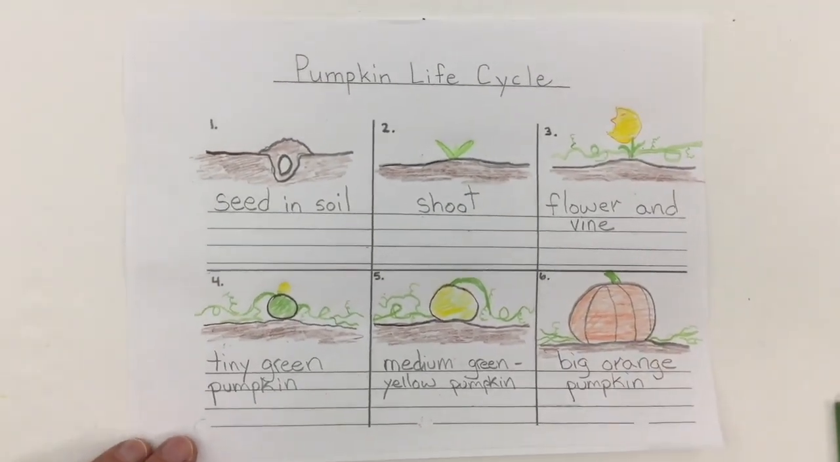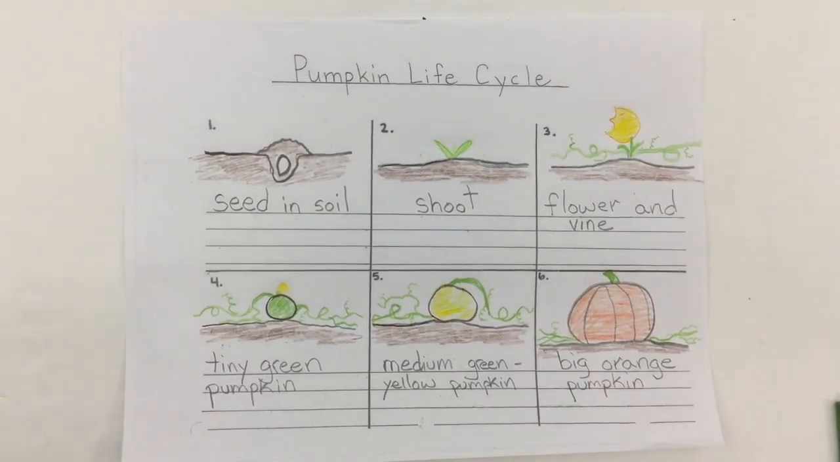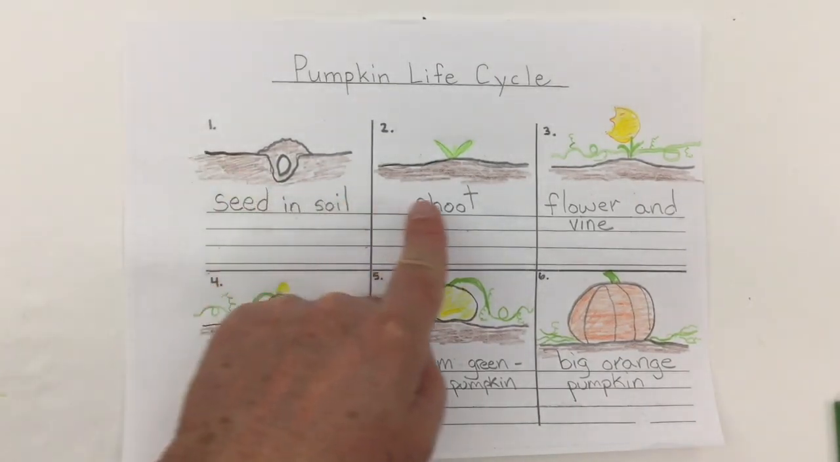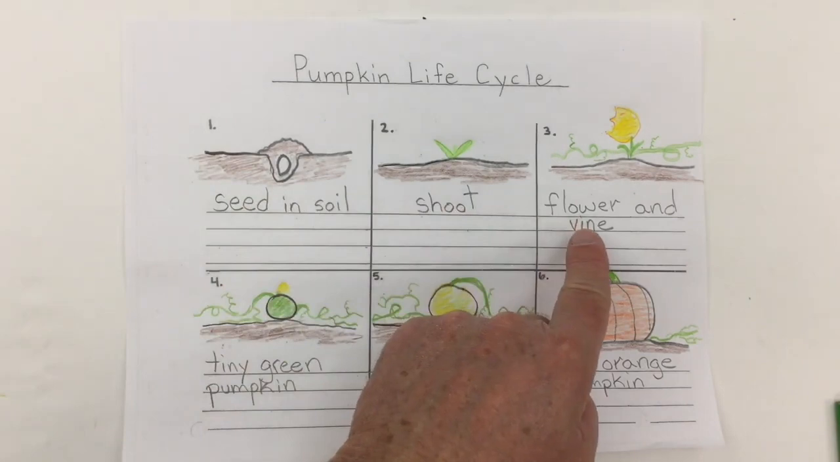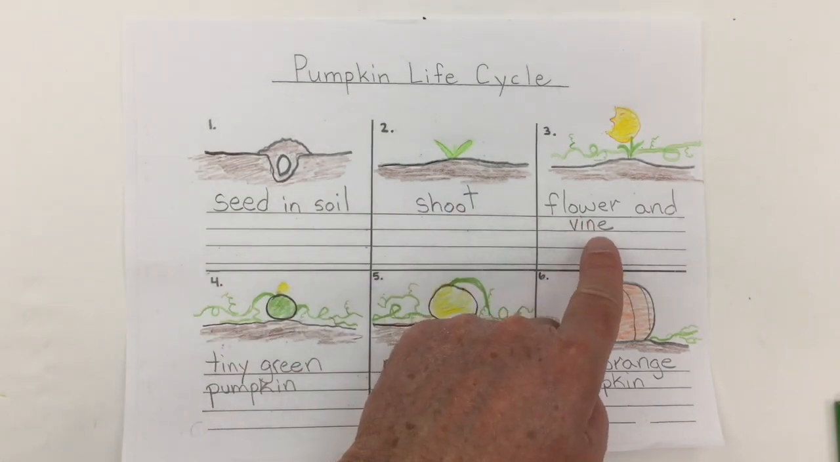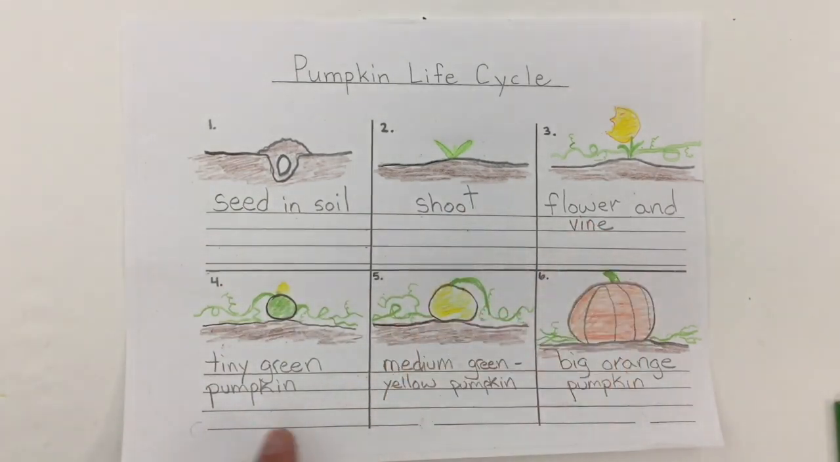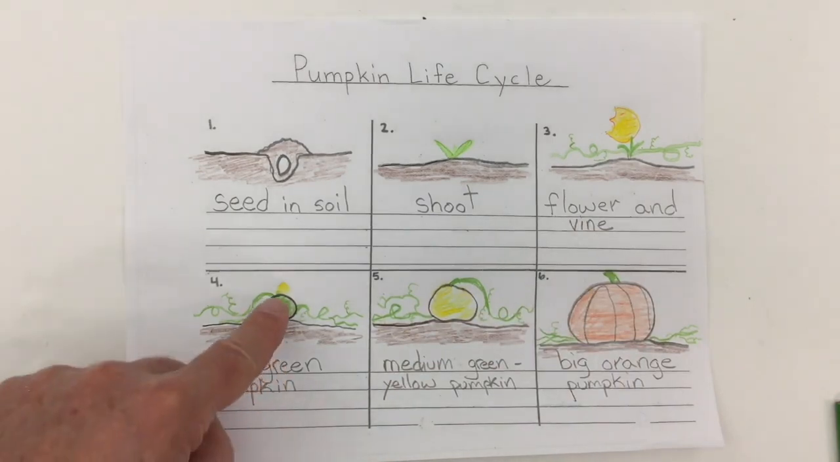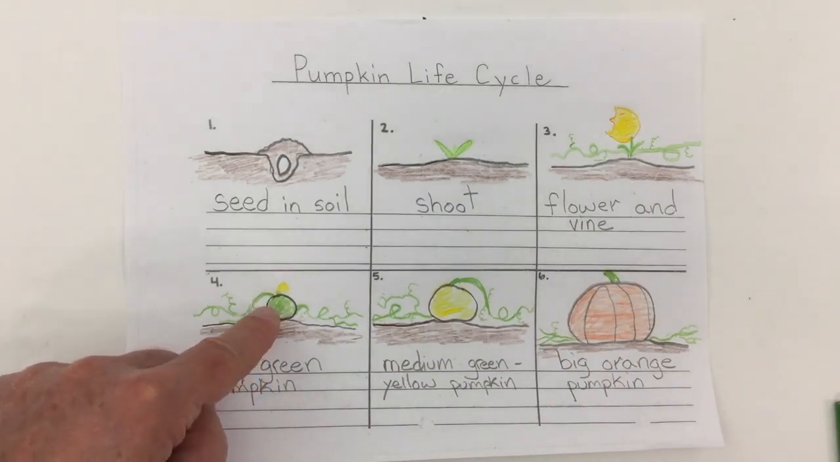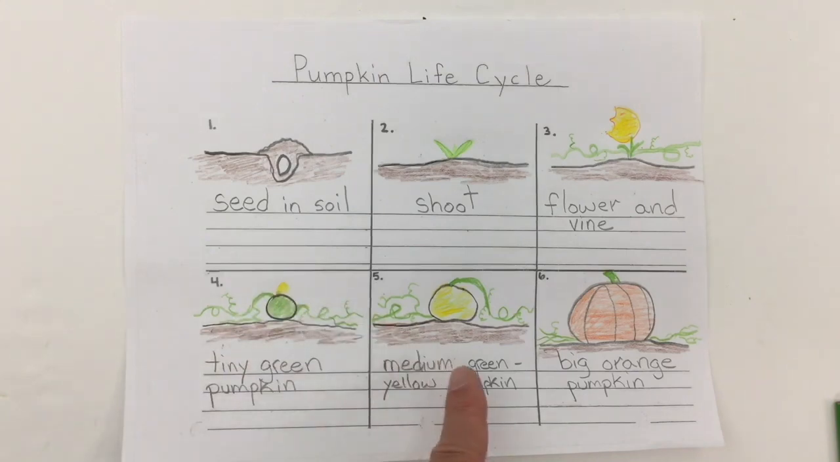And there we go. There's the life cycle of a pumpkin, from seed to the shoot to the flower which blooms and gets pollinated by bees to a tiny green pumpkin that grows from where that flower was pollinated. As it gets bigger, it goes from green to a medium green yellow color, and then it eventually becomes a big orange pumpkin.